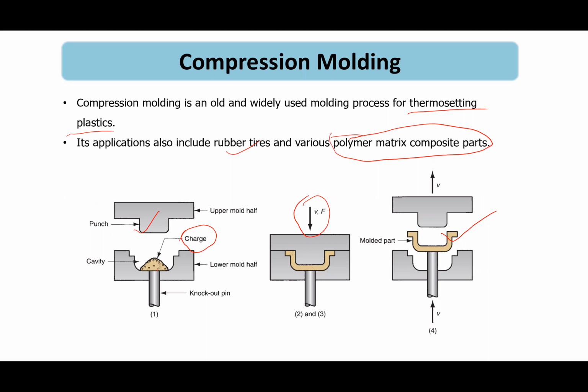For example, if you want to mix some chopped fiber with the charge, that means the thermosetting plastic, you mix them together and then you put the charge, hot and molten, into the cavity. Then you apply pressure so that the molten material distributes all over the cavity, and you allow some time for solidification, and then you get the final product. So this is the basic of compression molding.